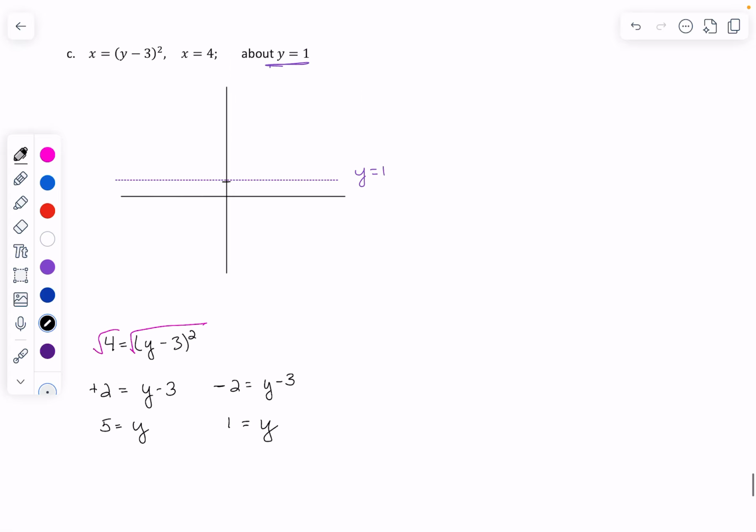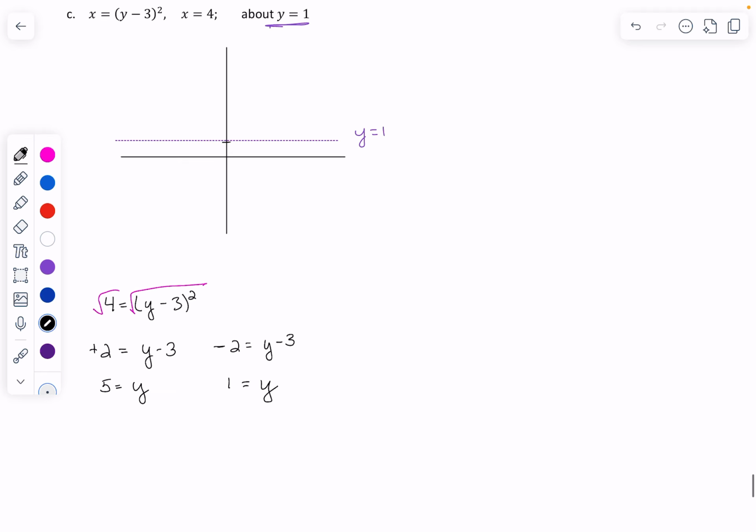If I plug those back in to find my x's, I've got to use the first equation. So at y equals 5, x is equal to, well, it better be 4, because that's what we set it equal to. You can check yourself there if you want to. So I have an x equal to 4. So I have the point (4, 5), and I have a second point that's (4, 1).